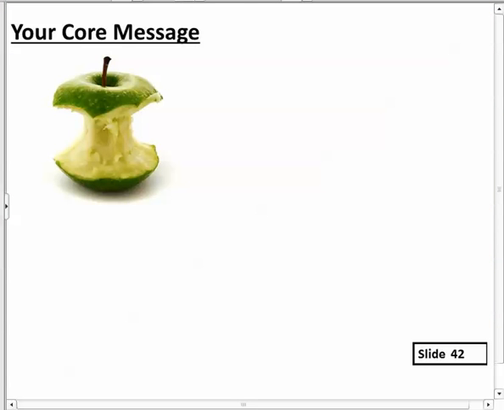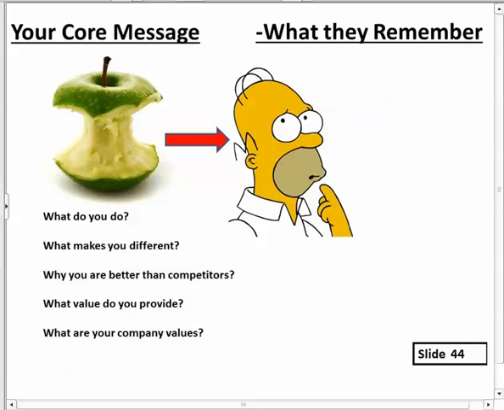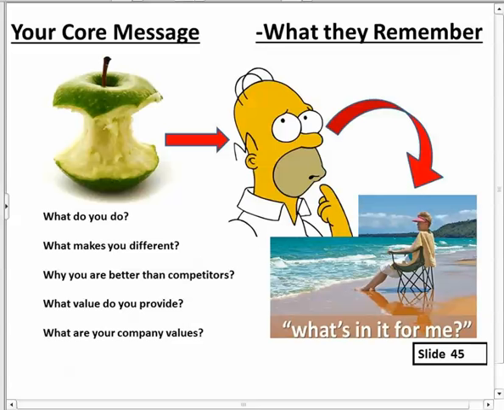Okay. So, you're going to be developing a core message, but remember, as you're developing that message, what's really, really important is what your customers remember, not just what you say. So you may give an awful lot of information about what you do, what makes you different, why you are better than your competitors, what have you. Okay? But the key is that your customers are going to remember what's in it for me. Okay? That's the part they remember. What's in it for me.